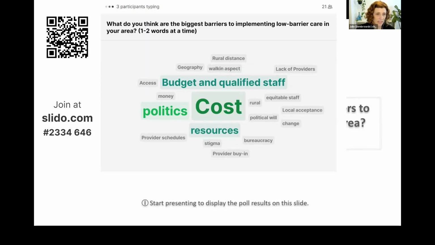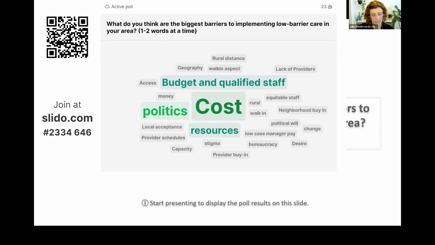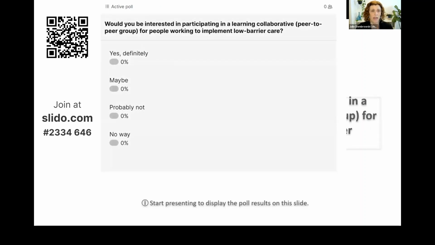Okay, so some key things. You can all see this here. I think I would summarize cost, budget, money, resources, all are number one. And then political will and political considerations and perhaps qualified staff as well. So that's interesting. I would also really love to hear a little bit more about this in the discussion section. Great, and desire, I don't know if that means the responder or other people, but I do note that as well. Okay, back to a poll.